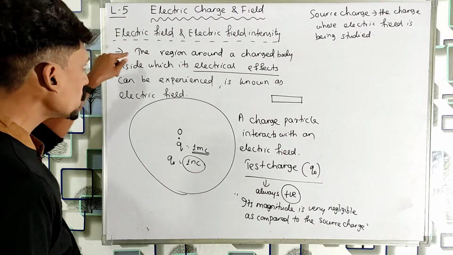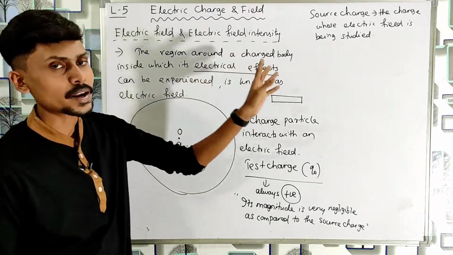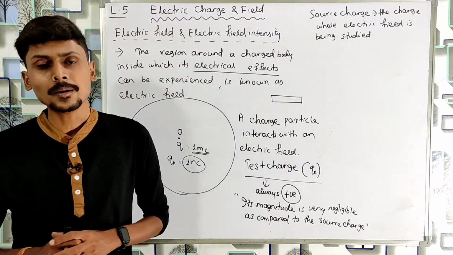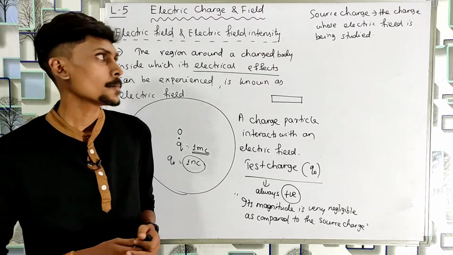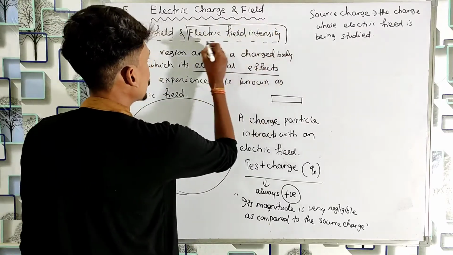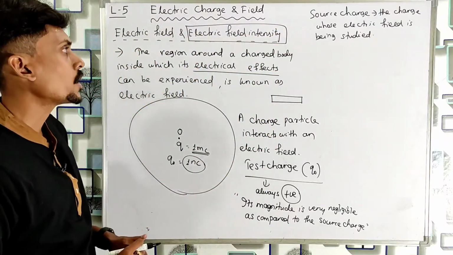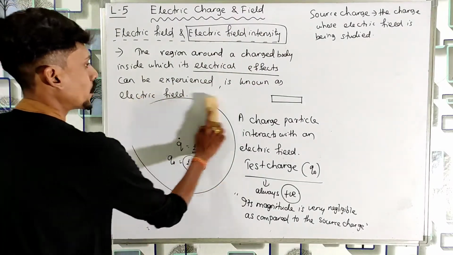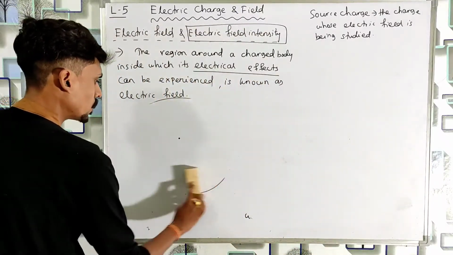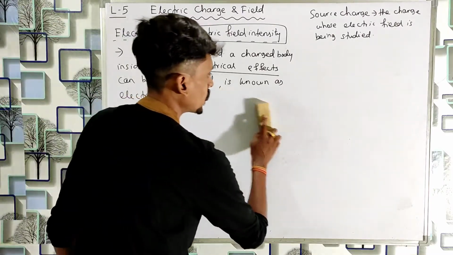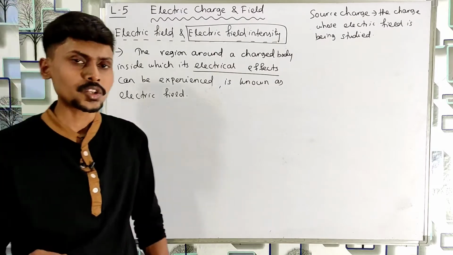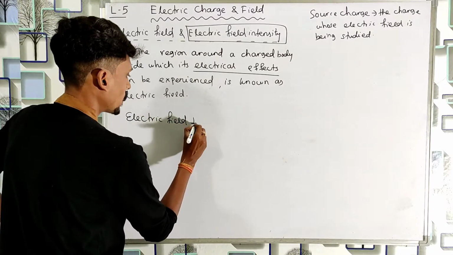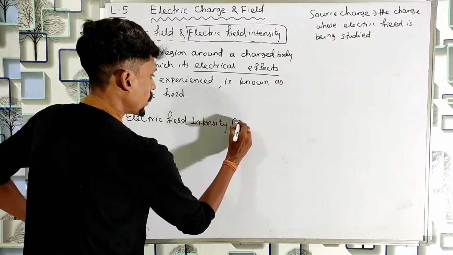So this is all about electric field. Electric field means the region around a charged body inside which its electrical effects can be experienced. Is that clear? Now, the strength of the electric field is represented by a vector quantity, and its name is electric field intensity. So now we will discuss the meaning of electric field intensity. We know that if you place a test charge inside an electric field, then the test charge will experience a force. Now let us define the term electric field intensity, E vector.